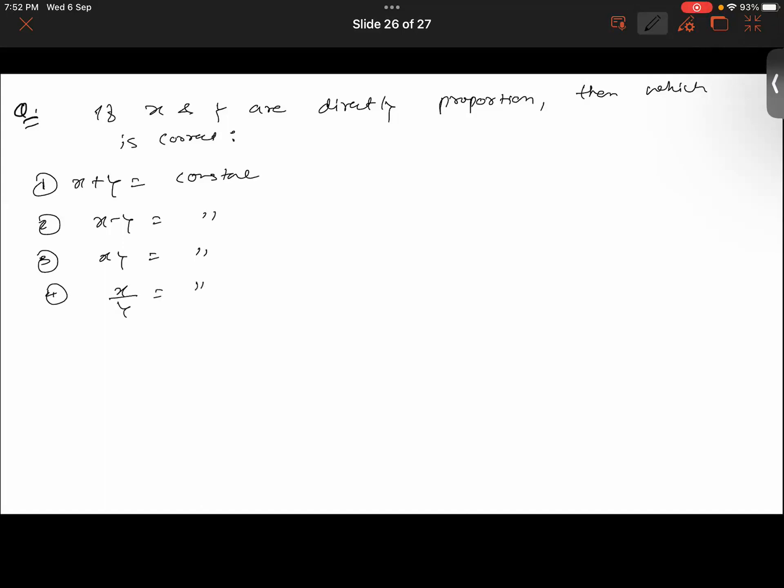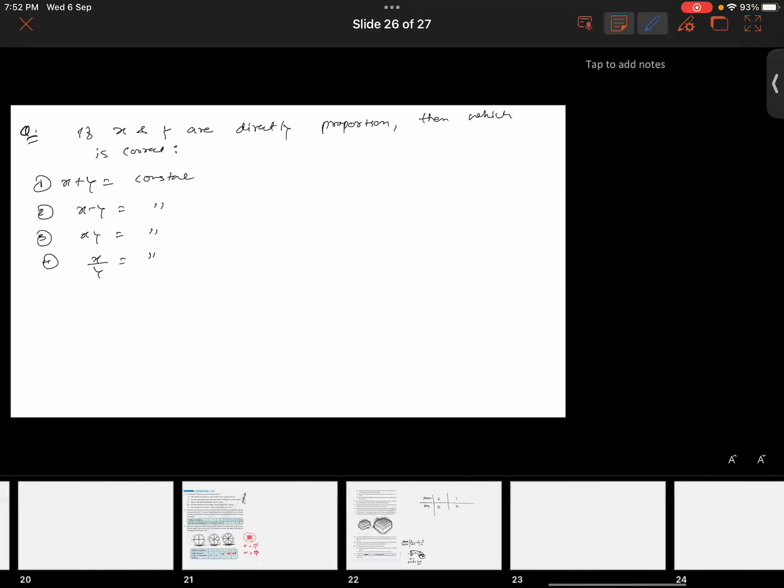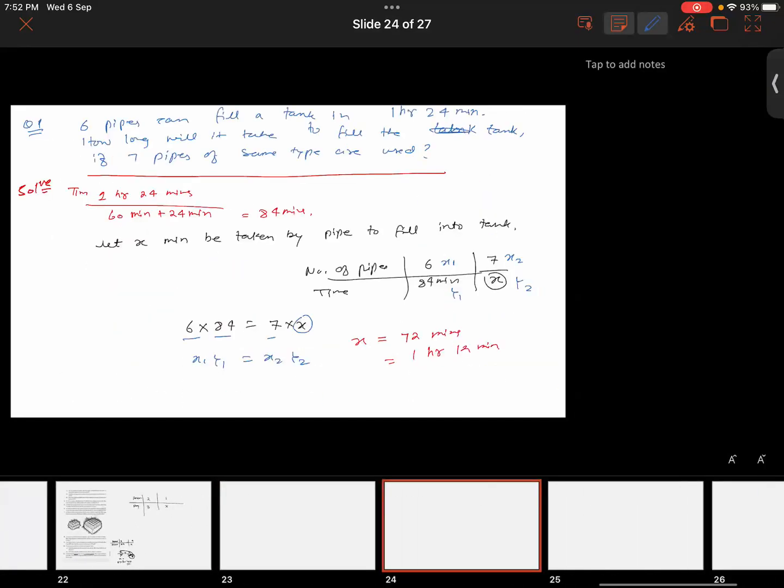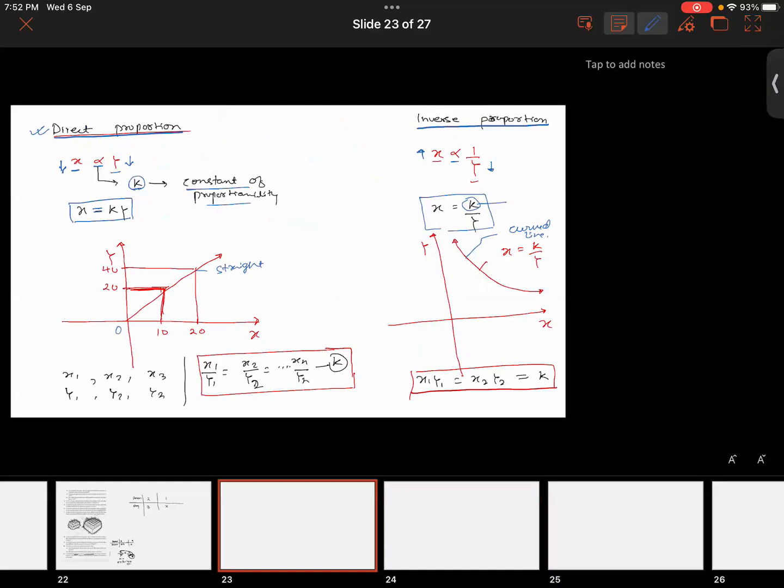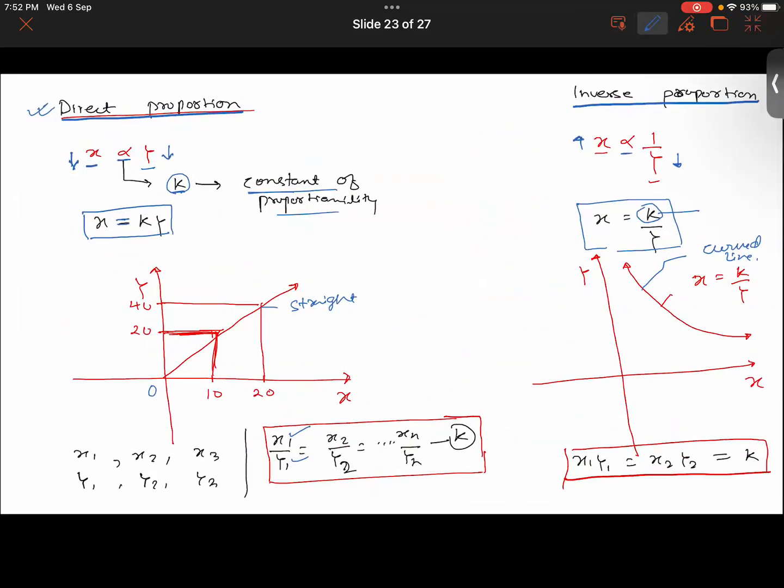First, Arham, you tell me what is the required answer. Sir, x upon y equals constant. Okay, what about you, Ahmed? Do you agree? Yes, I agree. Good. Just moments ago, I told you guys that in direct proportion, the relation between the first and the second variable gives you a constant value when you compare them, right? Good.